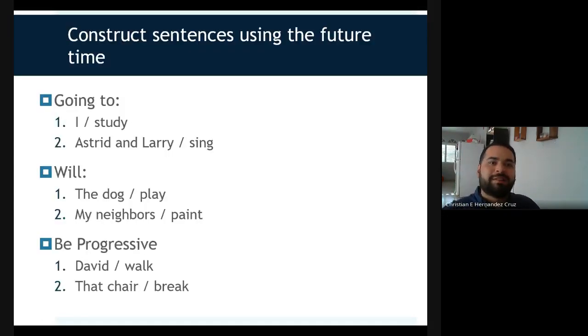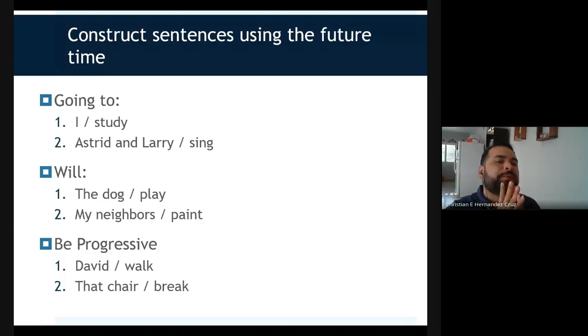How do we construct sentences using the future time? Well, I want you to take a moment and make 6 sentences here. Use the simple going to, use the simple will, and of course, be progressive. So in this, you can use either going to or the base form or will progressive. So take a couple of minutes and just write a couple of sentences. And so it's 8:01. So I'll give you 5 minutes until 8:06, okay?